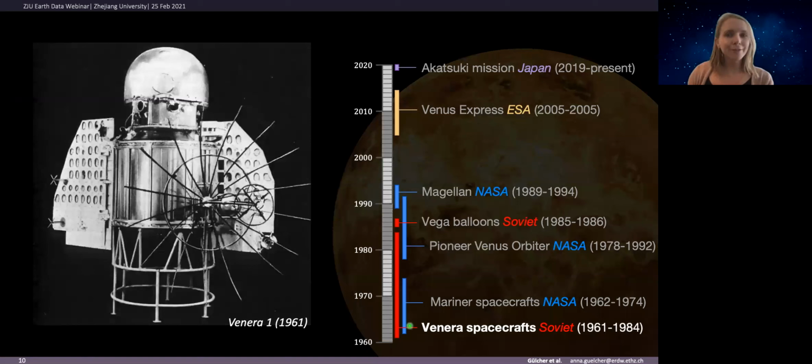The very first mission to attempt to reach Venus was Venera 1, and this spacecraft is shown here, and I'm always quite fascinated by the looks of these very old spacecraft.